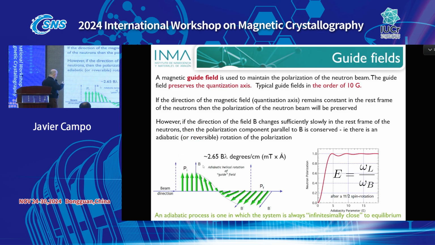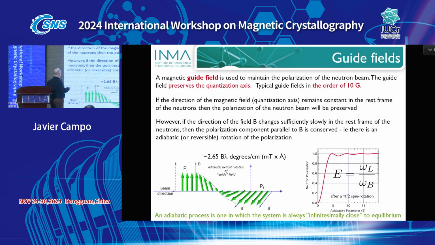Here, if we change the magnetic field slowly, the polarization, you can see here from the vertical to the perpendicular, is moving smoothly along the magnetic field. And it depends on the energy of the neutron, on the magnetic field, etc. It's around 2.6 degrees per centimeter per millitesla and angstrom. Okay? It's not necessary that the field is high. With 10 Gauss is enough to move things.